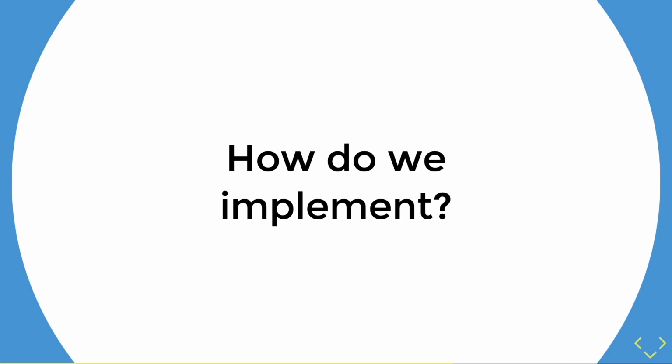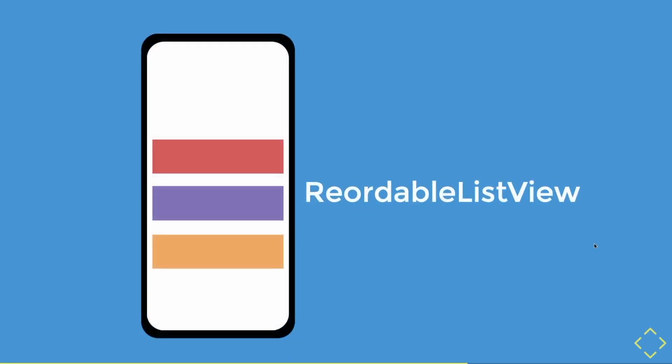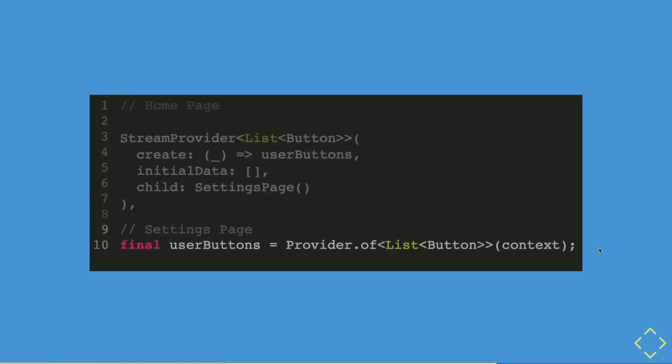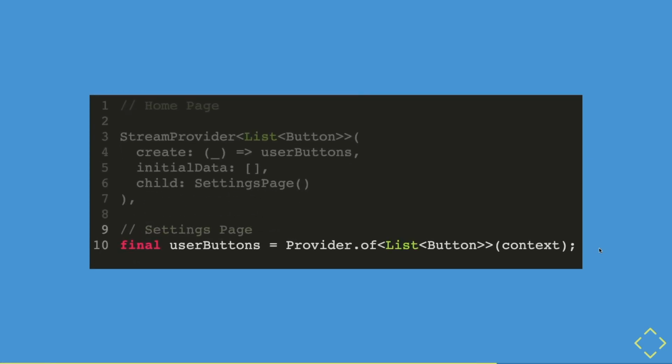The first thing that we need to learn is this widget that helps reorder the buttons that we see, and it actually exists in the Flutter library, which is called the ReorderableListView. The ReorderableListView will be built by the initial data from Firestore using a stream provider that lives in the home page widget. This provider will provide a list of buttons to the settings page, which will look something like this.